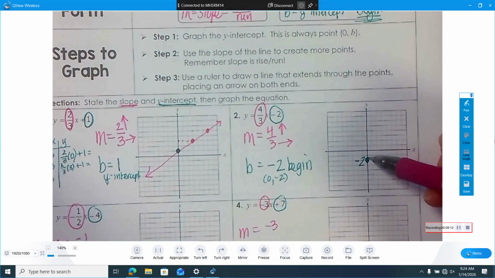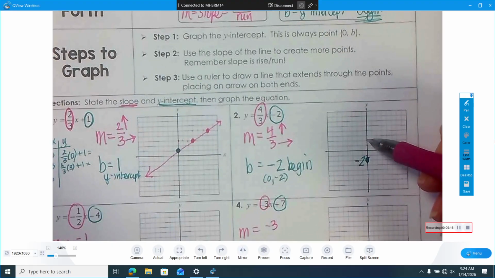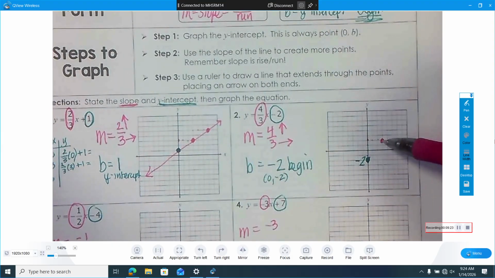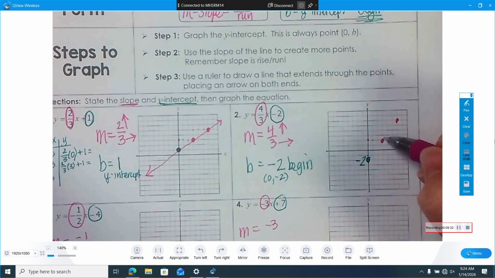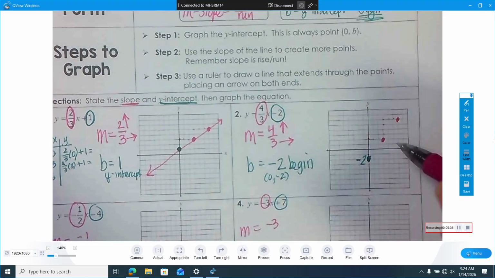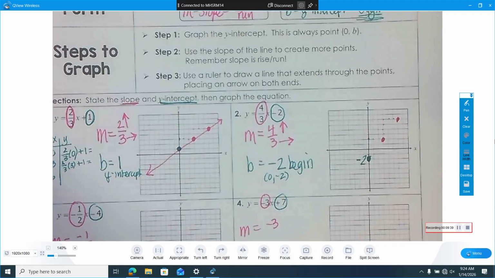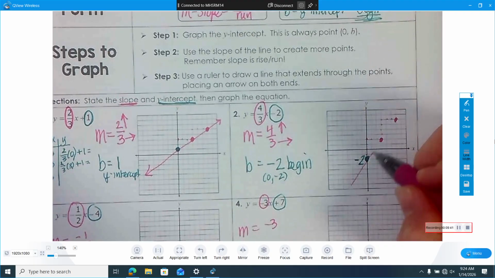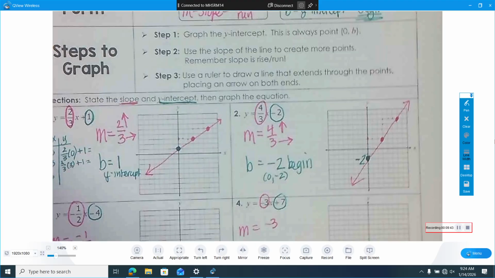So from my beginning point, I'm going to count up 1, 2, 3, and 4. And over to the right, 1, 2, 3. You must go to the right. And I'm going to go up 4 and over 3. Up 4, up 1, up 2, up 3, up 4. To the right, 1, 2, 3. All right, up 4 and 3. And we get those little stair steps, and each time you complete your slope, you do a little dot. And then if you have 3 dots, you can then connect them with a nice straight line.